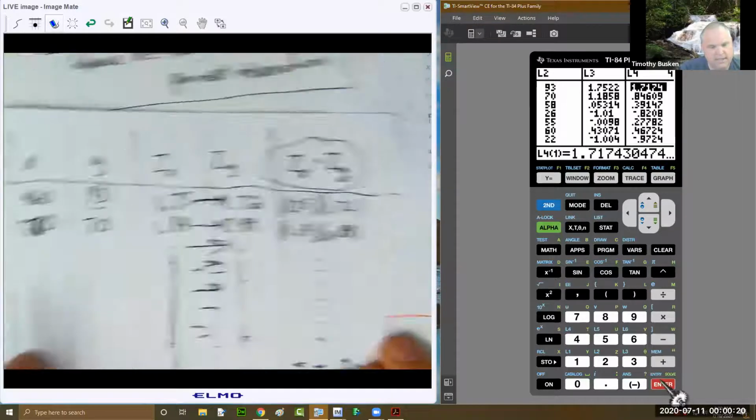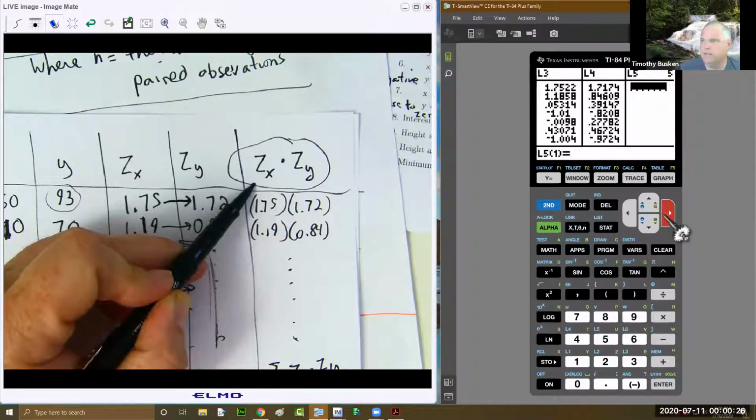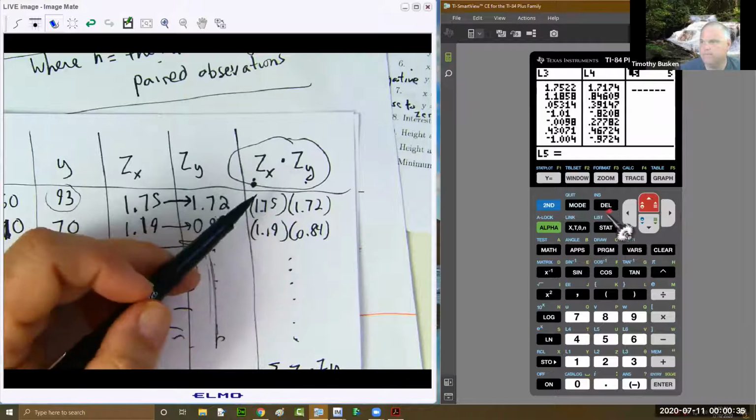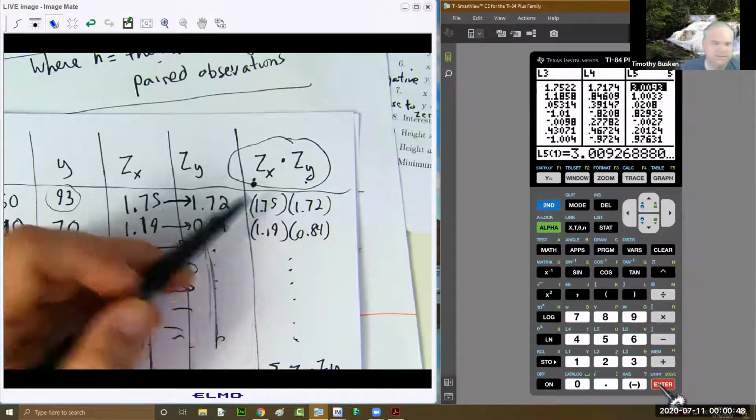Okay, so if I want to get this product, then I'm going to go over here to L5, and I'm going to tell the calculator that L5 is equal to L3 times L4. So I'm pressing second 3 and see what happens. I put the L3 up and then times the second 4. So you can see L5 is going to be the products. When I hit enter, there's those products.